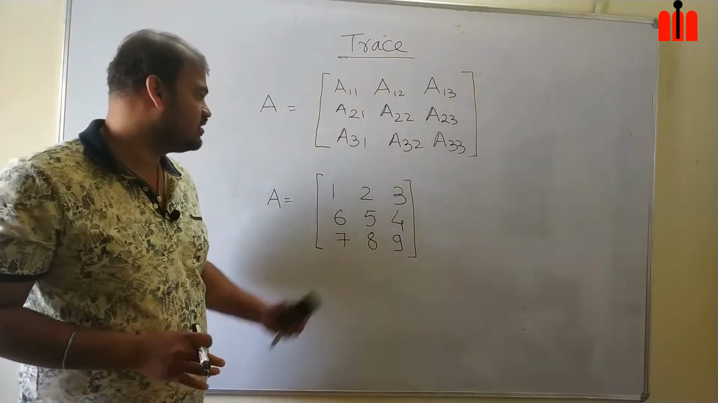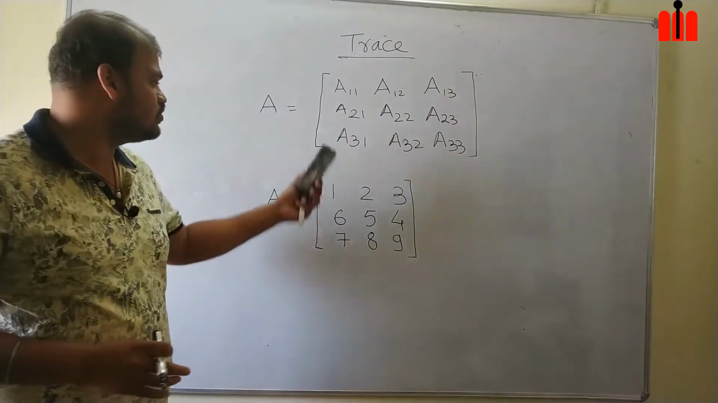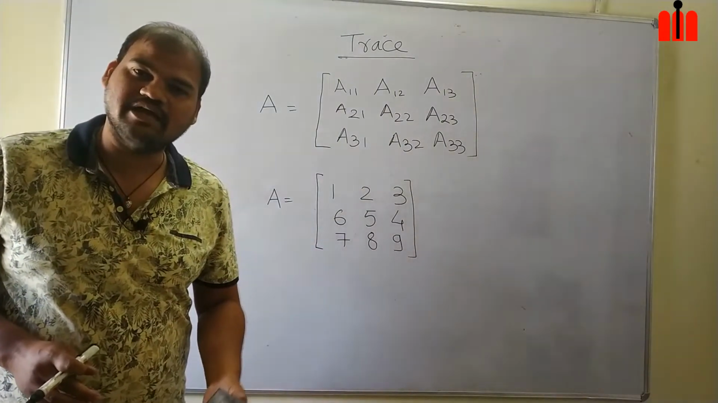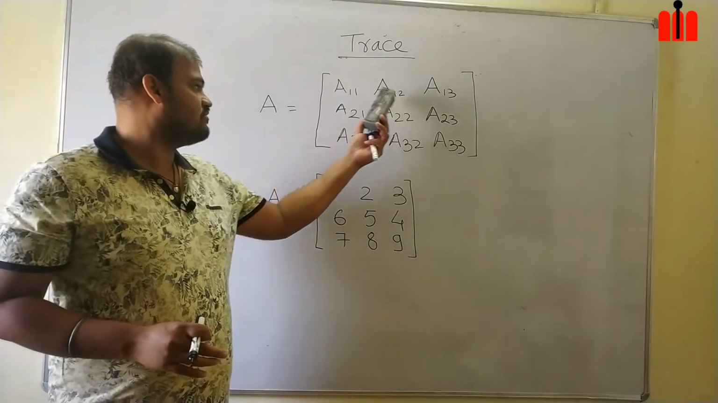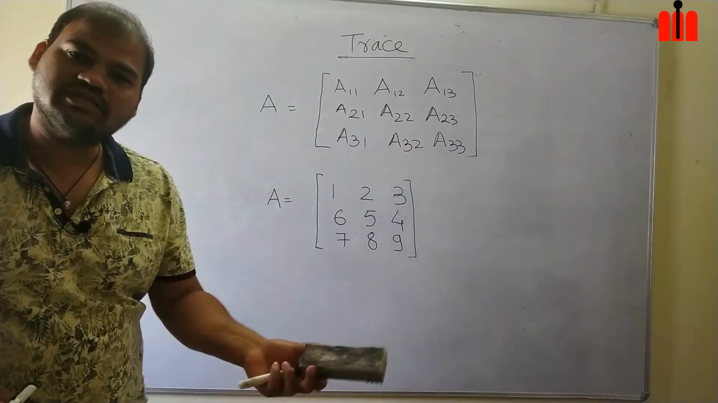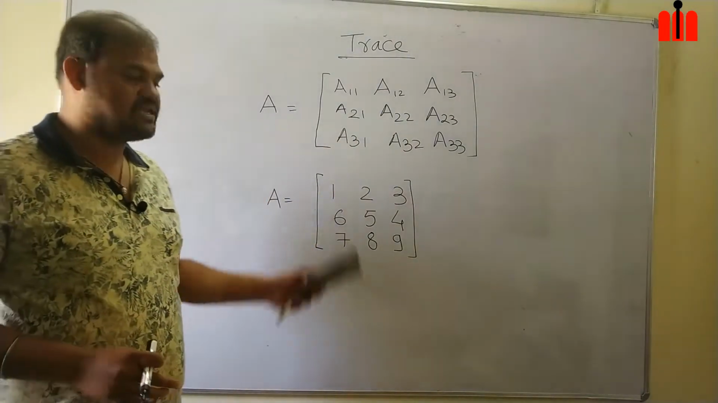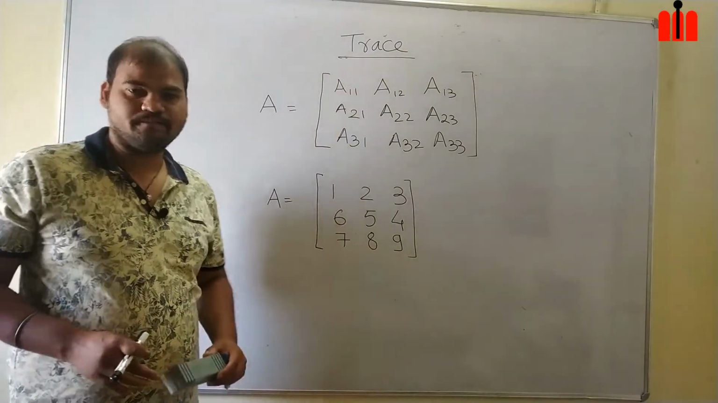What makes it 3 by 3? 3 rows and 3 columns, right? 3 rows and 3 columns make it a 3 by 3. Okay. My elements are A11, A12, A13, A21, A22, A23, A31, A32, A33. This is my matrix A, right? I think no doubt till this.